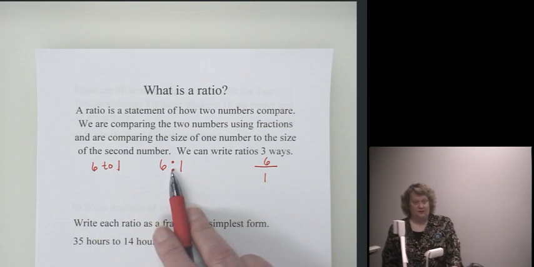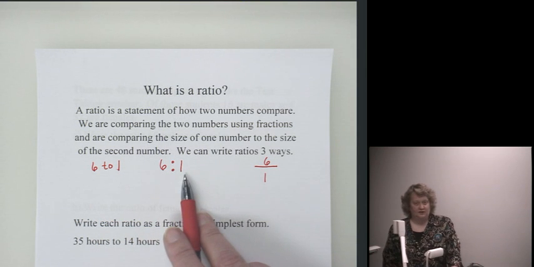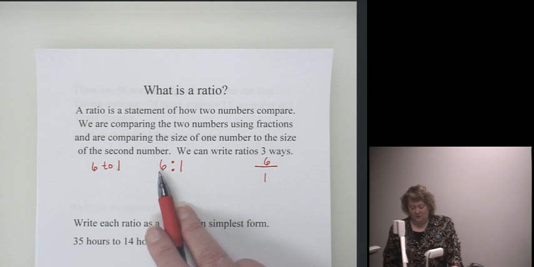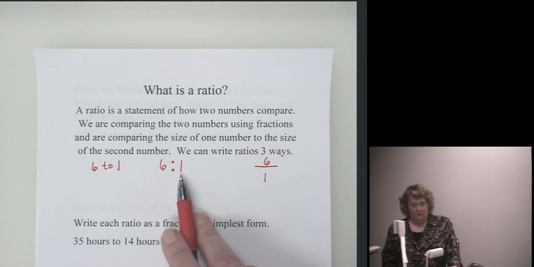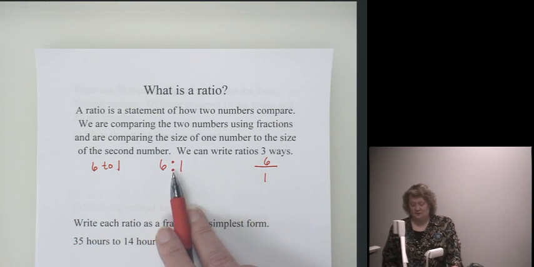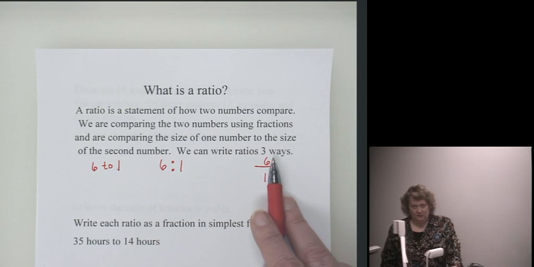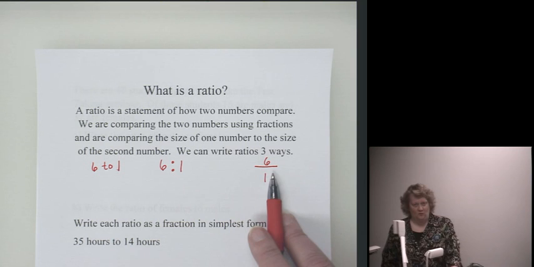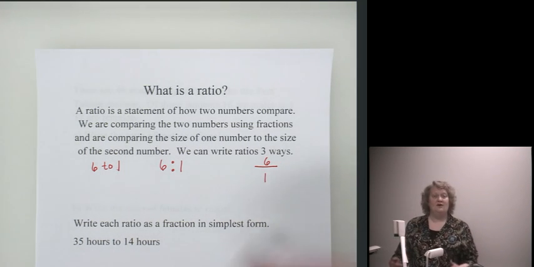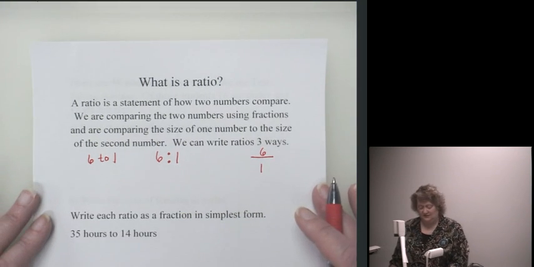So when we're writing it out, we use the word "to." If we want to use the ratio in shorthand or mathematics, we'll often go 6:1. And if we're doing our math problems and we're reducing and doing math with it, we often need to write them in fraction form. So that's why we have three different ways to write it.